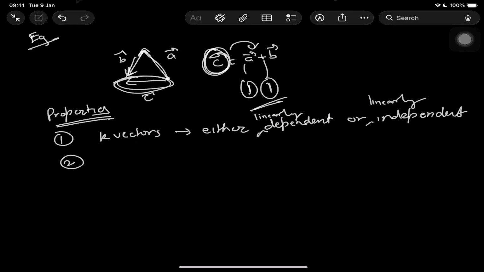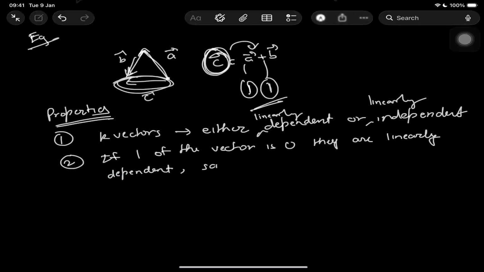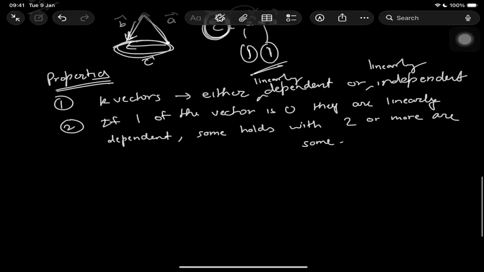So the second property is that if one of the vectors is 0, then they are linearly dependent, and the same holds if two or more are the same. What this statement means is basically that a set of vectors is linearly dependent if you can make a zero vector using a combination of them with coefficients not all zeros, right?